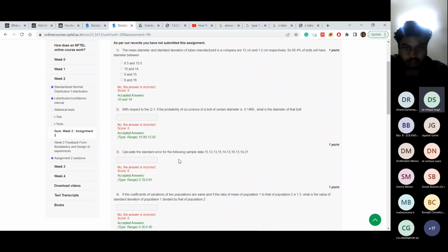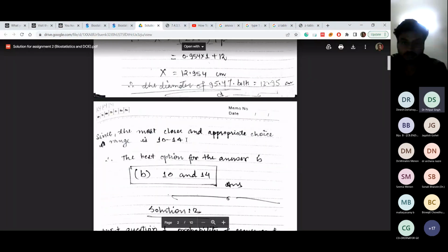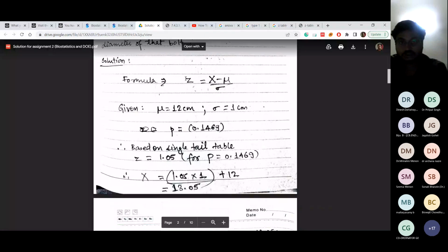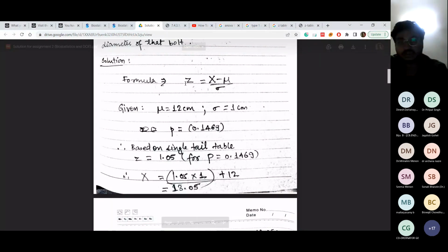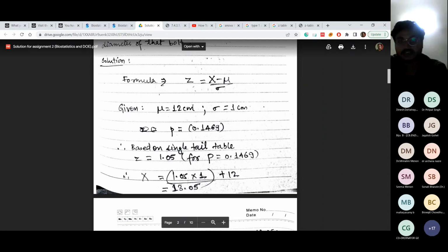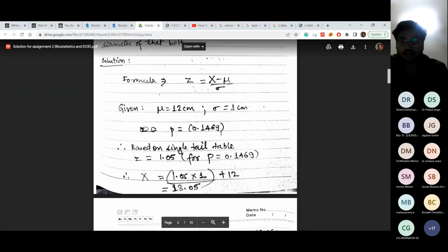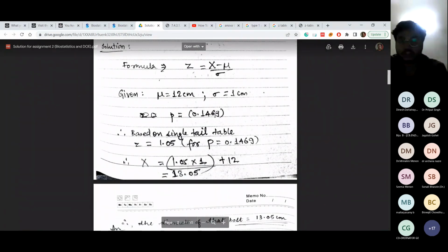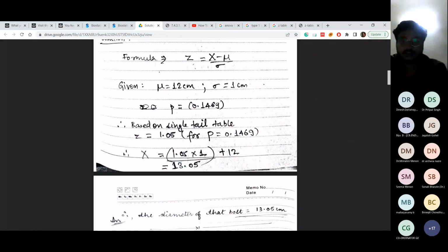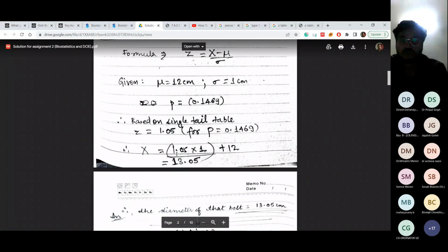Sir, both second and the third. Okay. So with respect to question 1, if the probability of occurrence of a bolt of certain diameter is 0.1469, what is the diameter of that bolt? Again, we are assuming a standard normal distribution. We are given the mean and the standard deviation, which is 12 centimeter and 1 centimeter. And we are given a probability, which is a p-value. So we look up the z table and we get a z value for the probability. Then the z value turns out to be 1.05 and we just put it in this equation to find x.